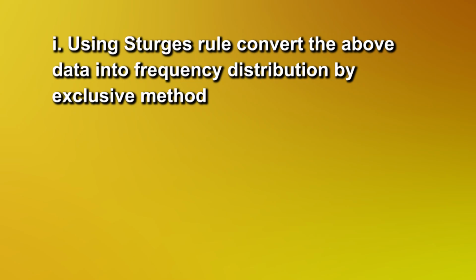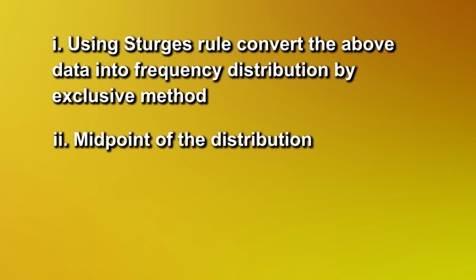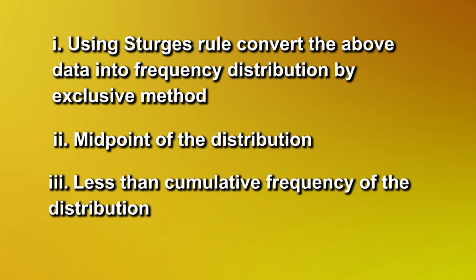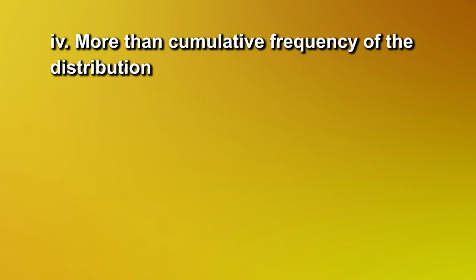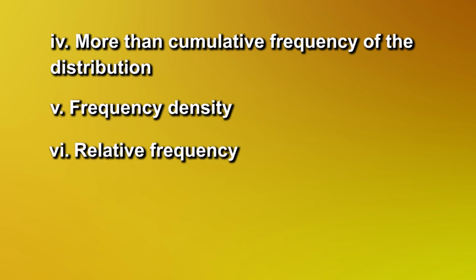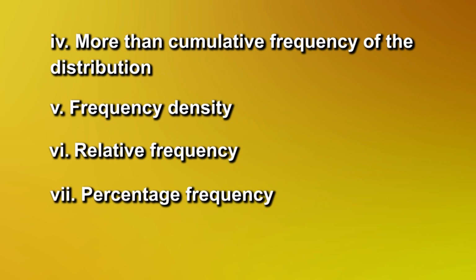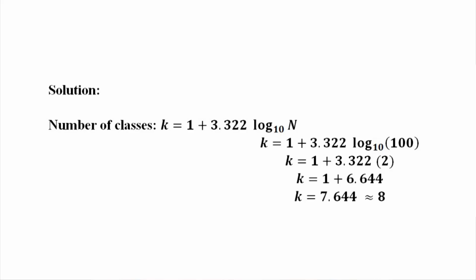Using Stark's rule, convert the above data into frequency distribution by exclusive method. Find midpoint of the distribution. Find less than cumulative frequency of the distribution. Compute more than cumulative frequency of the distribution. Compute frequency density. Compute relative frequency. Compute percentage frequency. Now, let us solve this problem.